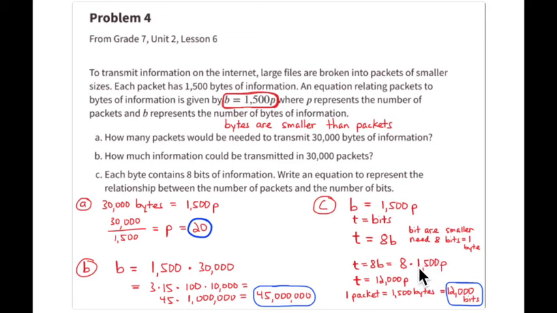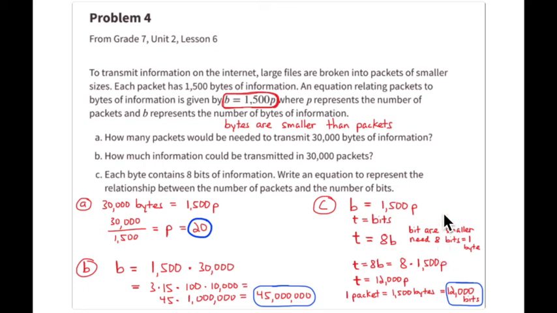So for every one of these bytes, and there's 1,500 of them, I have 8 bits. So I have 8 times 1,500 of these for 1 packet. So that means that the number of bits is equal to 12,000 times the number of packets. So if I have 1 packet, I have 12,000 bits. So 1 packet is equal to 1,500 bytes equals 12,000 bits. And it's confusing because the terms are kind of funny.